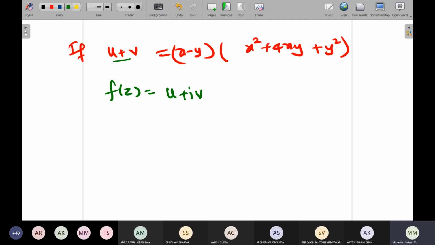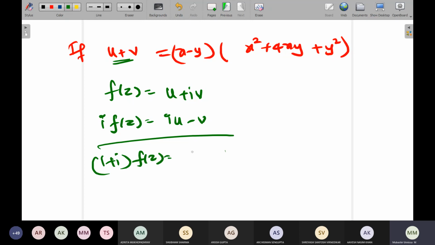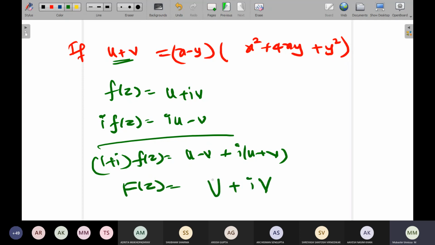Whenever you have only u plus v or u minus v, just think that you have to only multiply by i. If you have a combination like 3u, 2v, accordingly you multiply. You can multiply this equation by 3, that equation by 2 and subtract, according to whatever the problem gives. Here I have just taken u plus v. So when you multiply by i, you will get i into f of z is equal to iu minus v. When you add this, you'll get (1 plus i) into f of z is equal to (u minus v) plus i into (u plus v). This you can take as capital F of z, this as capital U, and this as capital V.